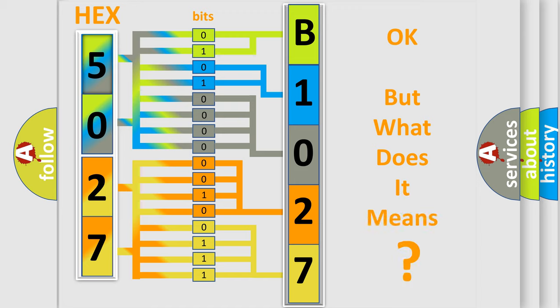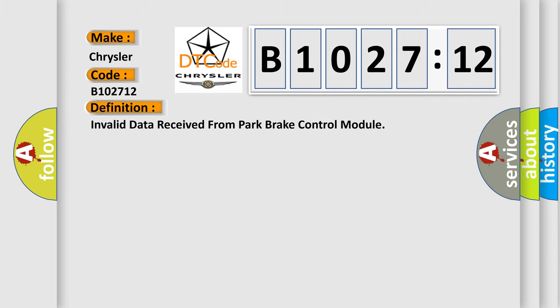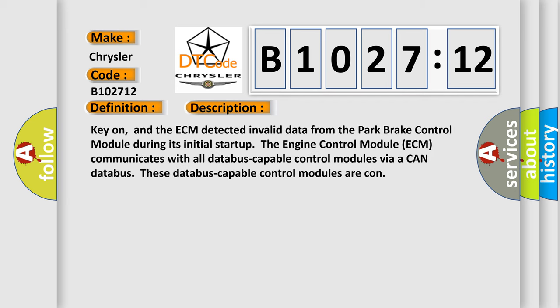The number itself does not make sense to us if we cannot assign information to what it actually expresses. So, what does the Diagnostic Trouble Code B1027-12 interpret specifically for Chrysler car manufacturers? The basic definition is invalid data received from park brake control module. And now this is a short description of this DTC code. Key on, and the ECM detected invalid data from the park brake control module during its initial startup.